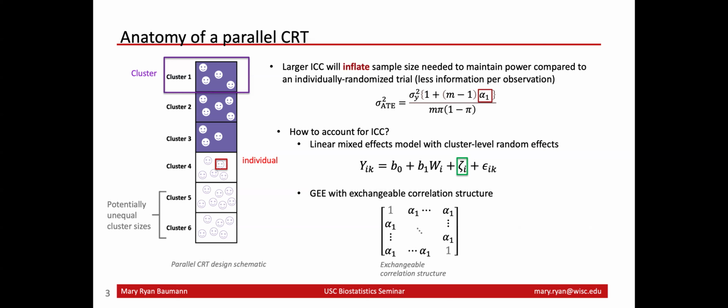So how do you account for the ICC? Some run-of-the-mill clustered or longitudinal data methods. You can use something like a linear mixed effects model with a cluster level random effect, or you can use something like GEEs with an exchangeable correlation structure. Pretty bread and butter for most of us, I would argue.